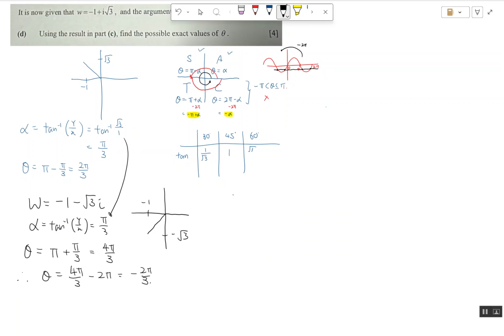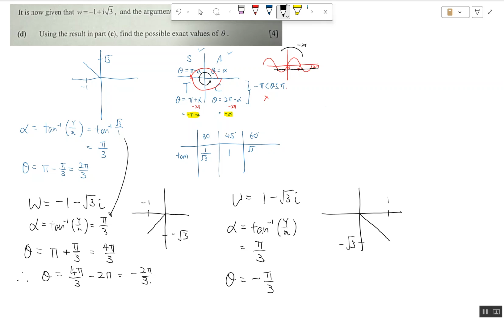And one more. Let's say W is equal to 1 minus root 3i, and you know that it's going to be here, 1, and this is negative root 3. So the basic angle, again, is inverse tangent y over x. Do not use negative values for tangent, keep it as pi over 3. Now my theta, I know it as negative alpha, so this is just going to be negative pi over 3. Or if you are going to use the secondary school method, that will be 2 pi minus pi over 3, which is 5 pi over 3. Because this is out of the range, I must minus away 2 pi, and 5 pi over 3 minus 2 pi gives negative pi over 3, which is the same.